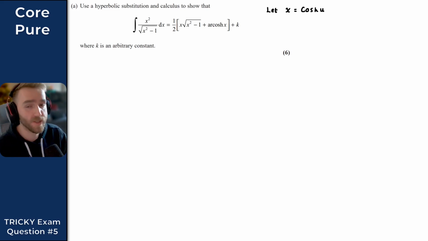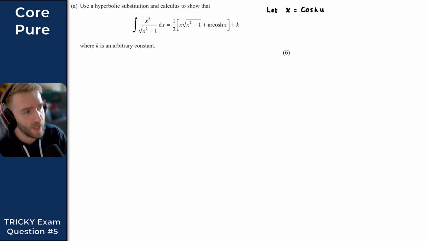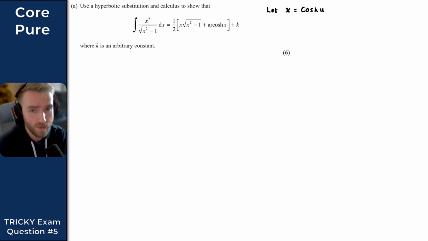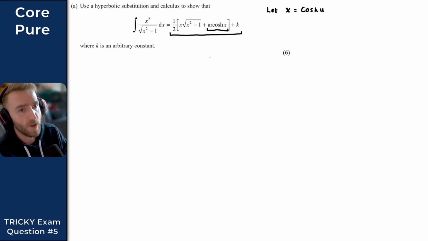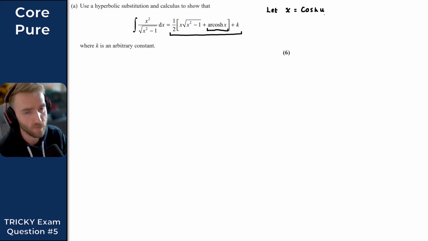Normally for questions like this, they will give you the substitution. However, for this question they don't, so that's up to us to choose. The reason is that if I refer back to the result we want to obtain, they have cosh x, so I know that at some point I will need to take the inverse cosh of both sides. So it would seem sensible to choose x equals cosh u as my substitution.